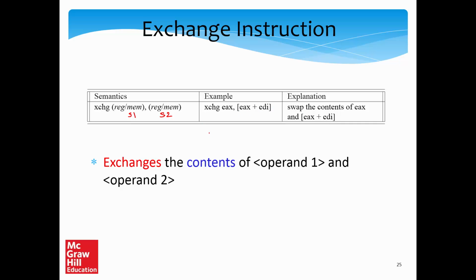It will essentially swap or exchange the contents. The contents of EAX will go to the memory location, and the contents of this memory location will come into EAX. So it will exchange the contents of EAX and EAX plus EDI. It will just swap the contents of operand 1 and 2. So what are the instructions you have seen up till now? We have seen the move series of instructions and exchange.